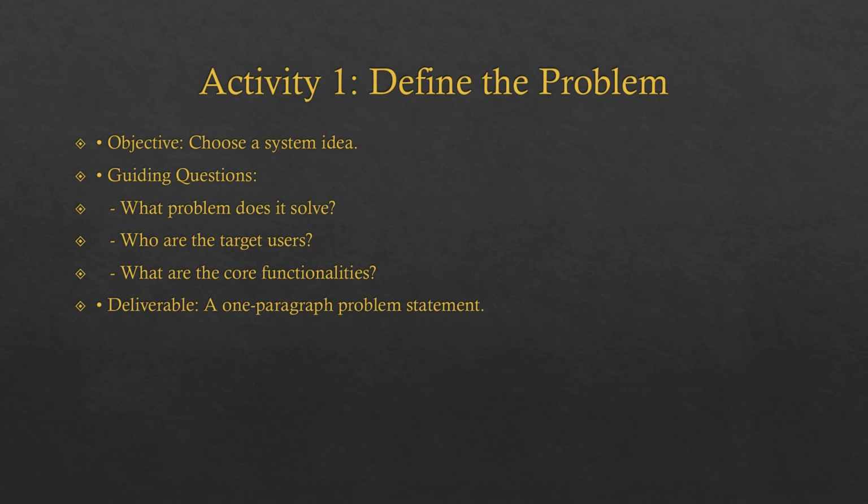In this activity, we will define the problem our system will solve. Begin by answering these questions. What problem does our system solve? Who are our target users? What are the core functionalities? By the end of this session, you should have a concise one paragraph problem statement that clearly defines your system's purpose.